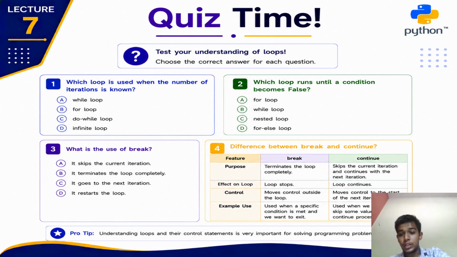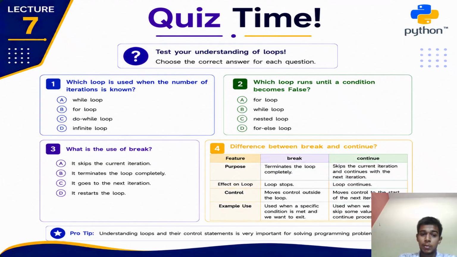Now for a quick quiz. Let's check how much you remember from the lecture. Try to answer each question by yourself before looking at the answer. So the first question is, which loop is used when the number of iterations is unknown? The options are while loop, for loop, do while loop, infinite loop. Take a few seconds and think about it.